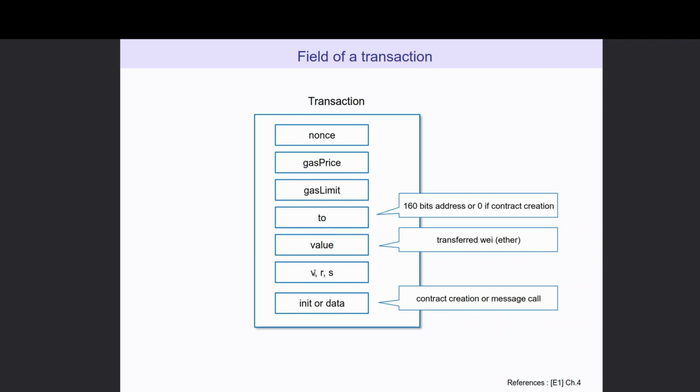Next, we have v, r and s, which are the transaction signature. This actually allows you to prove that you are the person that wants to execute this transaction, because you are the only one that has the private key. And if you are signing something, that means that you want to perform such an action. And finally, we have data. On this slide, it shows us init or data, but actually this is just one field, data. But in case of contract creation, this field serves as the smart contract init code.